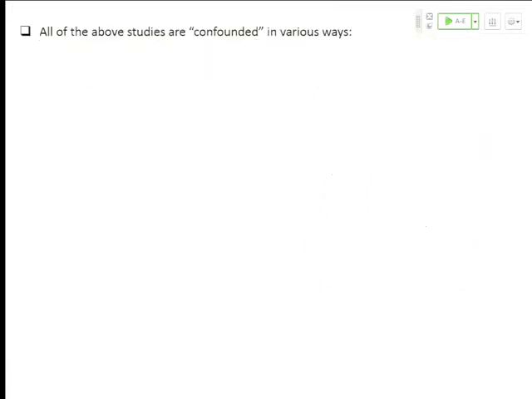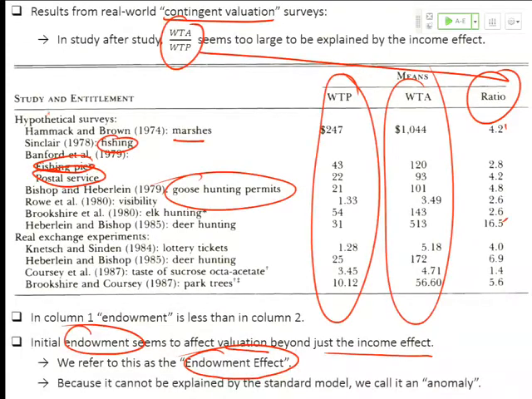Okay. Now, all of those studies that I just showed you, those contingent valuation studies, some of these were hypothetical surveys like the one I just gave you. Some of them were actual real exchange experiments where people were actually asked to put money on the line. Your money, how much would you be willing to pay for deer hunting rights or for a taste of sucrose octoacetate? Don't ask. These studies are confounded.